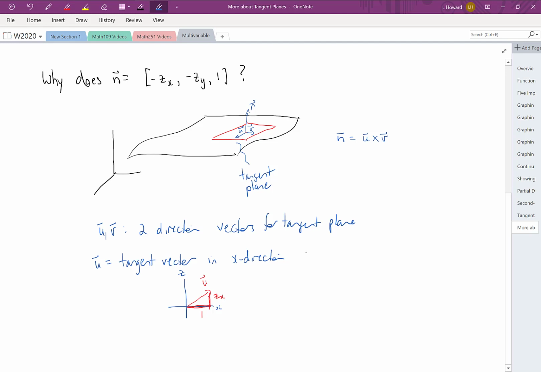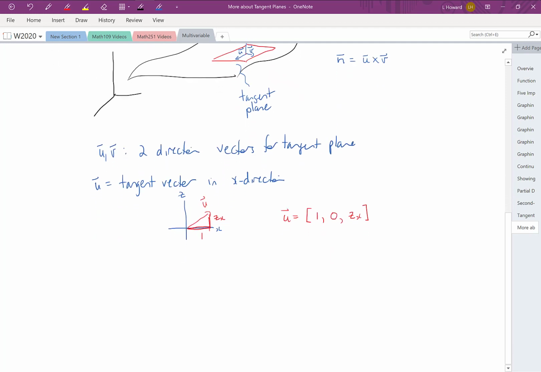Okay, so from there, we should be able to write down the components of our vector u. So we're incrementing x by 1, seeing a change of 1 unit in x. The y value is not changing at all, and the z value is changing by z sub x. So that's one of our direction vectors for the tangent plane. It's giving us a sense of how quickly z is changing as x is changing, and now we've got the specific components of that vector u.